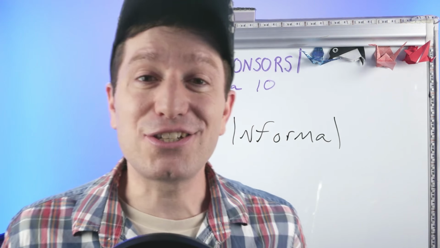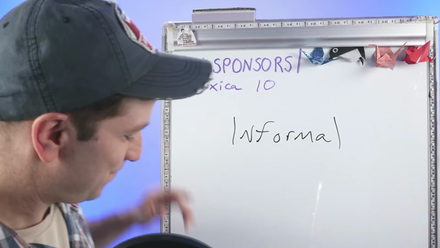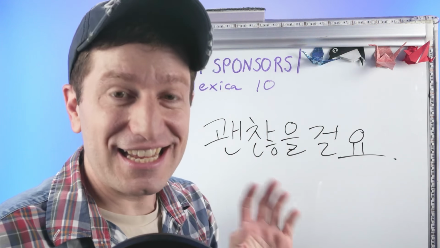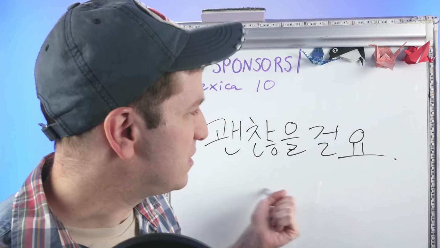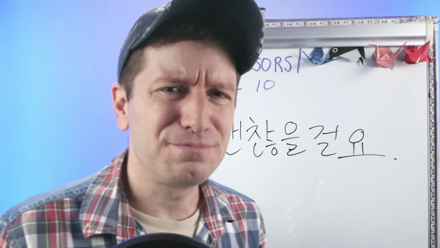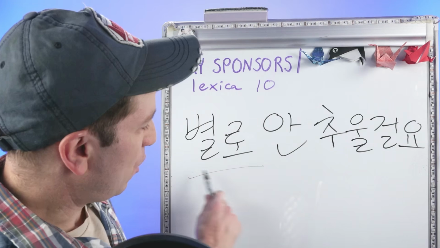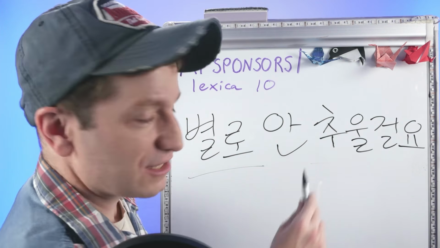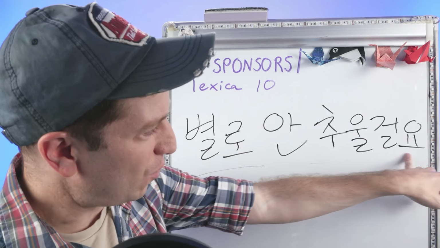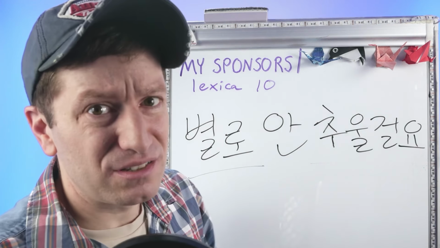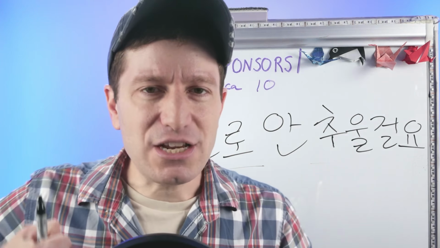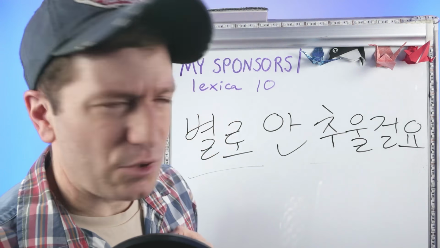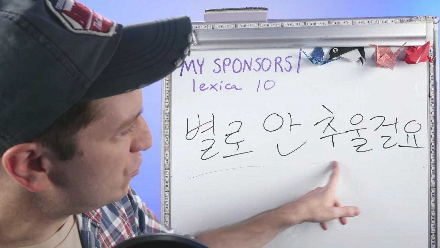Okay, let's just do a few example sentences. 괜찮을걸요? Hear that intonation rise? 괜찮을걸요? It'll probably be okay. Should be okay. 별로, not very. In this case, 춥다, to be cold. 안 추울걸요? It's not going to be that cold. It's probably not going to be that cold. 별로 안 추울걸요? Someone's like, hey, should I wear my coat today? 별로 안 추울걸요?